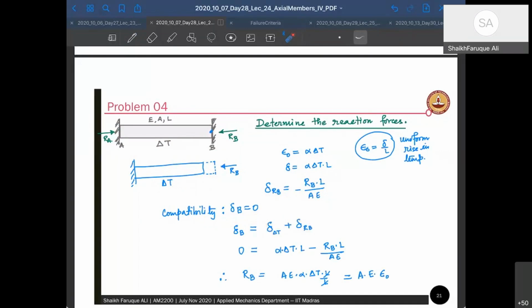When you put it, you get your RB, and it is AE epsilon 0. Okay, once you know your RB, you can find thermal stresses. So your thermal stress is going to be RB by A, right? Okay, that's going to be your thermal stress.